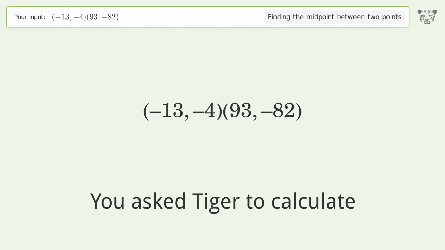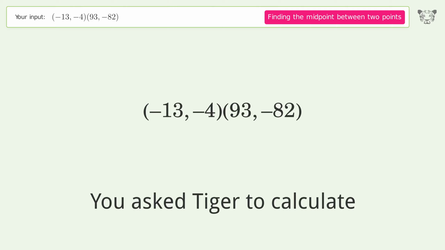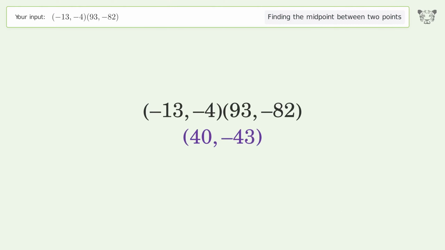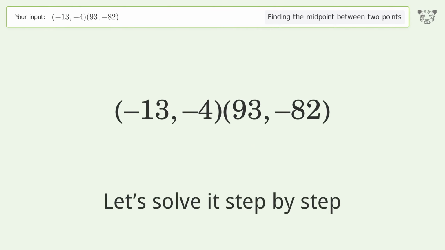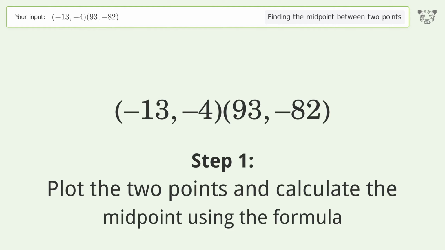You ask Tiger to calculate. This deals with finding the midpoint between 2 points. The midpoint between the 2 points is 40, negative 43. Let's solve it step by step. Plot the 2 points and calculate the midpoint using the formula.